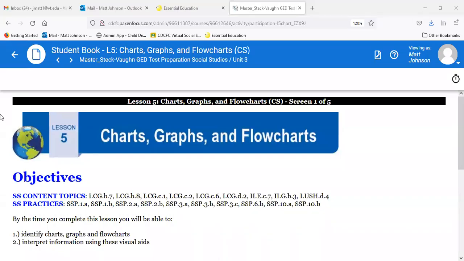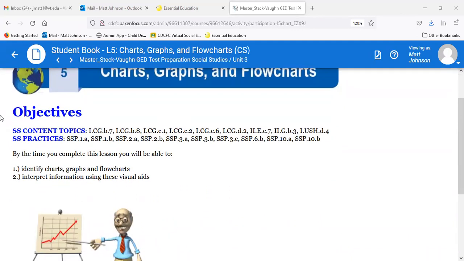Okay. So lesson 5 today is charts, graphs, and flowcharts. And by the time we complete our lesson today, you'll be able to identify charts, graphs, and flowcharts and interpret information using these types of visual aids. And we'll see what our audio says here.